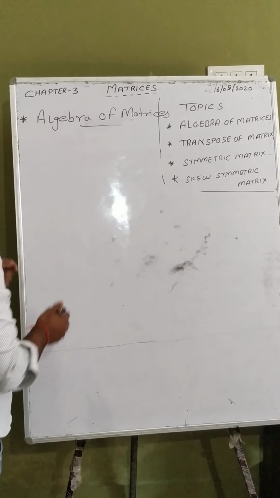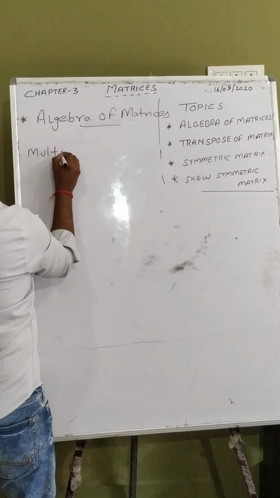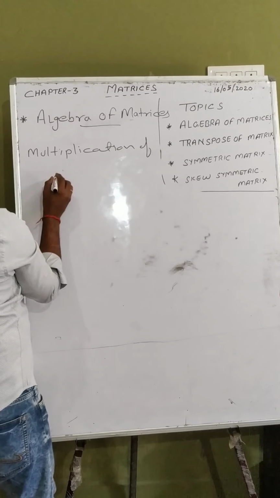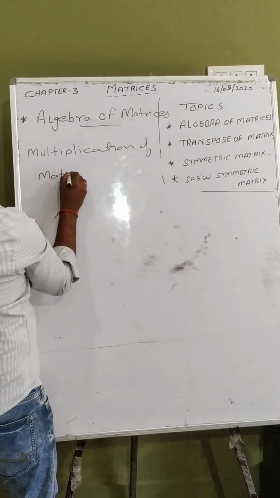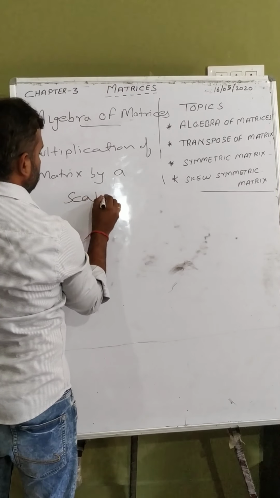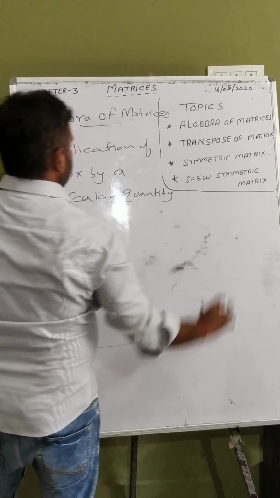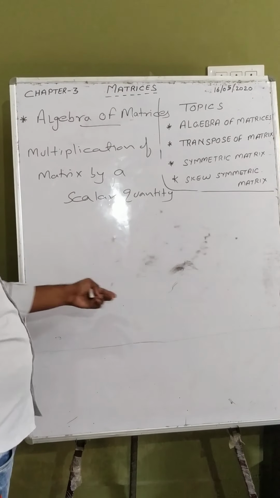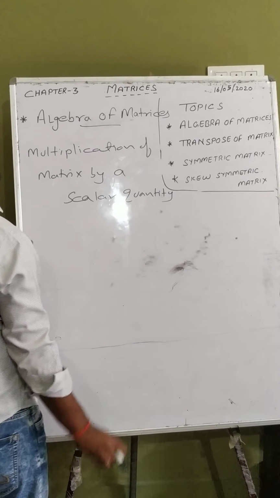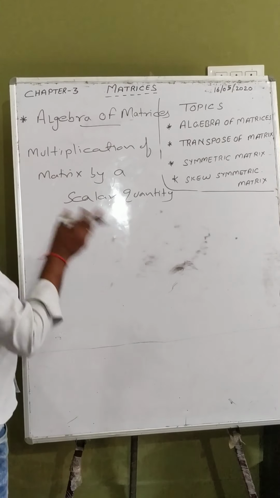Okay, third point: multiplication of a matrix by a scalar quantity. We have discussed this in the properties of matrices, exactly the same point. Multiplication of a matrix by a scalar quantity.